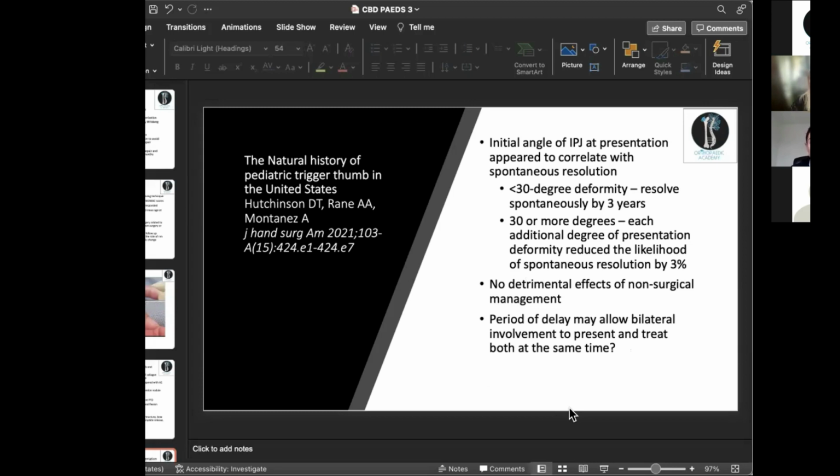So just to confirm, even if it is fixed flexion, you'd still try non-operative treatment with physiotherapy and parental stretching if it's fixed. I think if they're under 18 months, it's probably worth it. I think by the time you're getting to 18 months and 2 years old like this child, it's probably not going to get better, and I would do a release at this stage. But if they're very young, then there's no side effects of treating it non-operatively to start with.